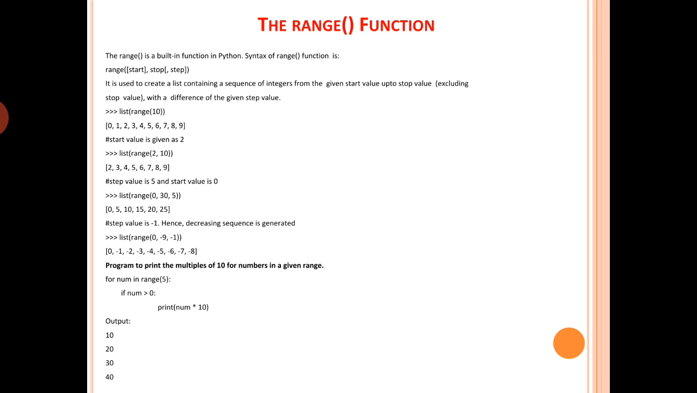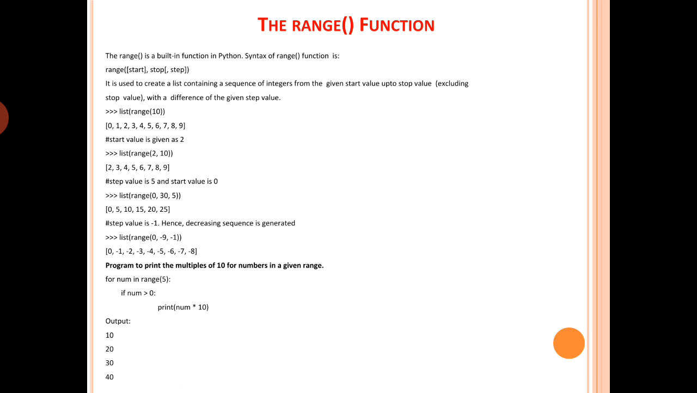Now let me explain it with the help of an example. Here the first statement, list range 10. So what will it do? It will print the list of the values starting from 0 to 9. Now the second statement is list range 2, 10. Here see, start value is given as 2 and the stop value is given as 10. So it will print the list starting from 2 and ending at 9. So it will print the values 2, 3, 4, 5, 6, 7, 8 and 9.